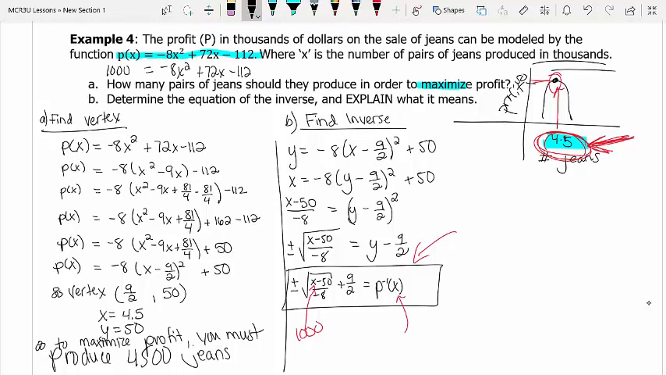But plugging in 1,000 into this equation to figure out the profit is way easier than plugging in 1,000 into this equation and solving for x. Because over here, to solve for x, you're going to have to factor that. And that's going to take a while. Down here, if you plug in 1,000, you just have to do the math. And then you've solved your question. Okay, so both processes will get you to the same solution, but it's a lot easier to use the inverse.